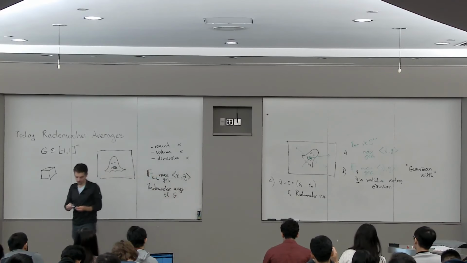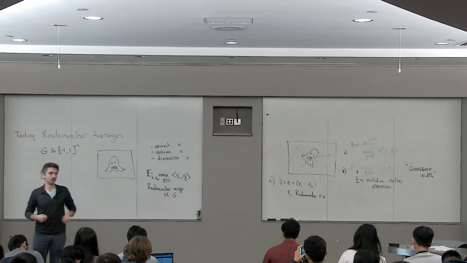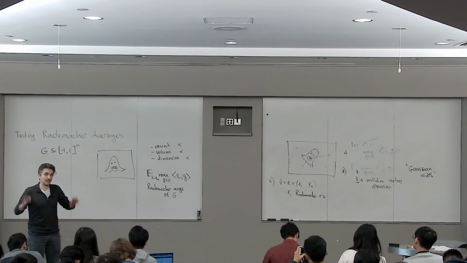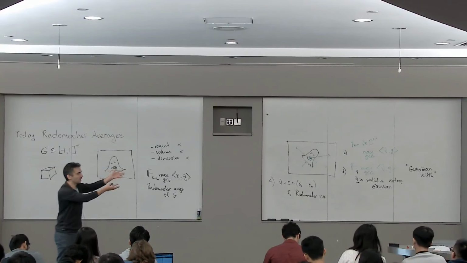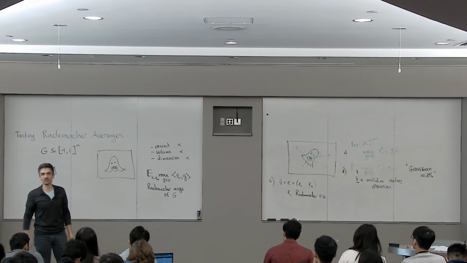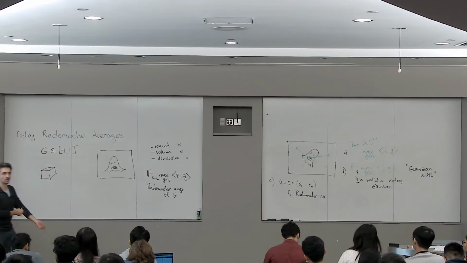Rademacher averages of G. There's nothing scary about this, right? People get scared from the name Rademacher average. It's just the width of that thing, on average, right? That's all. Nothing to be scared about.